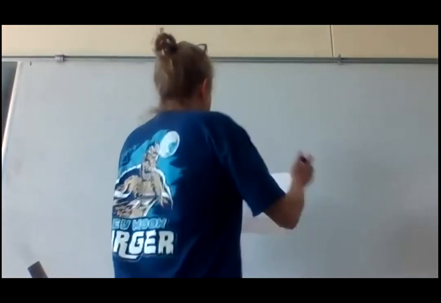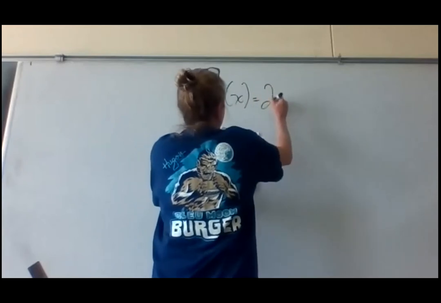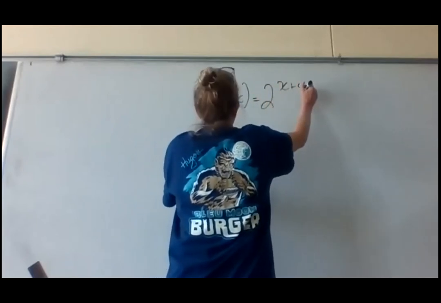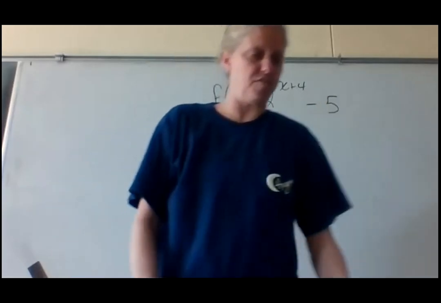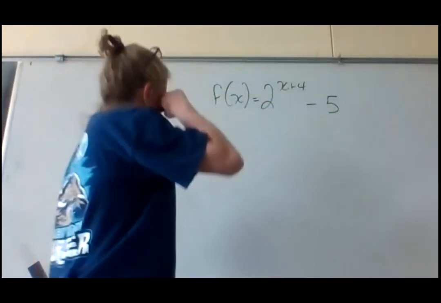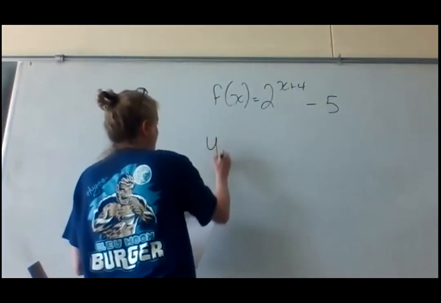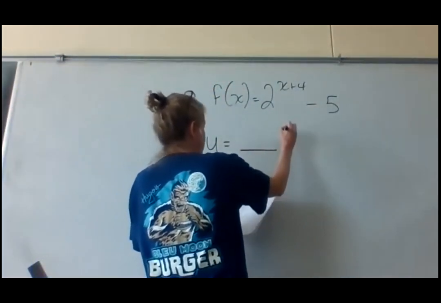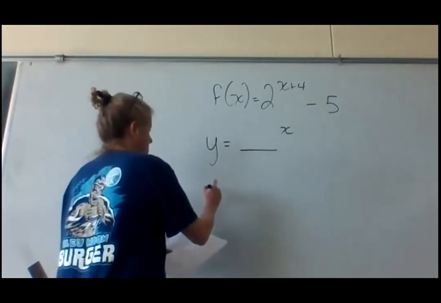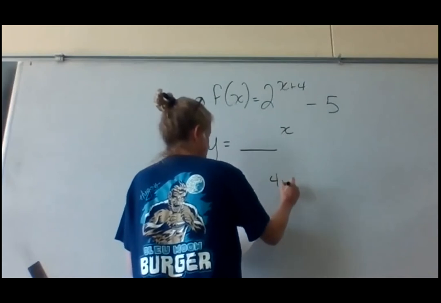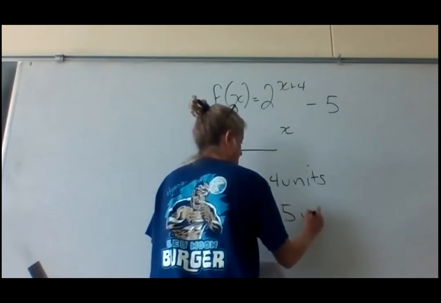This one, f of x equals 2 to the x plus 4 minus 5. So let's talk about the shifts of this one. First of all, the way you're going to answer it is it's going to say start with the graph of y equals blank to the x, then shift it blank 4 units and blank 5 units.